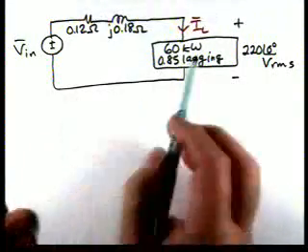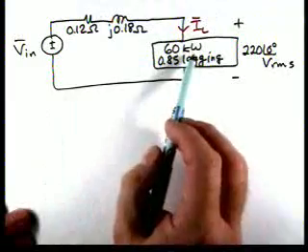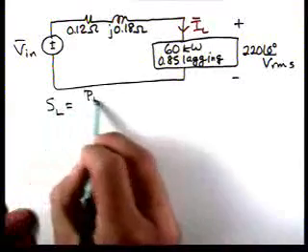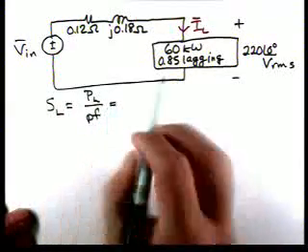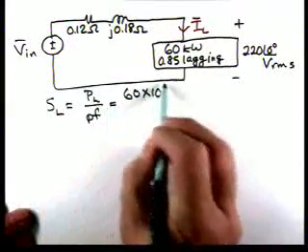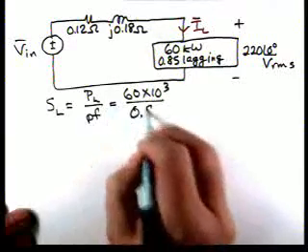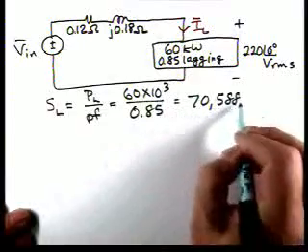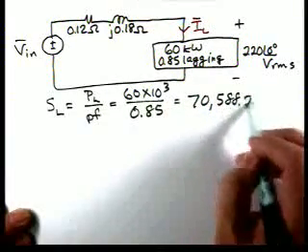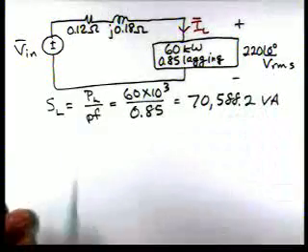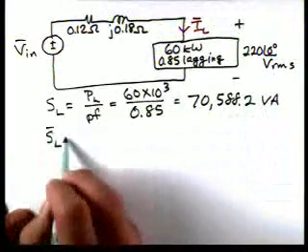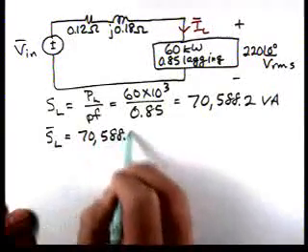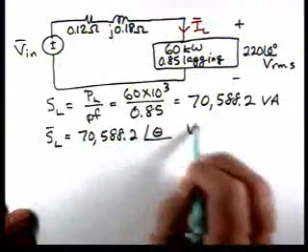let's look at calculating the apparent power for the load. And if you'll remember, the apparent power is going to be the real power divided by the power factor. So we have 60 times 10 to the 3 divided by 0.85, which gives us 70,588.2 volt-amperes. So the load complex power is 70,588.2 at an angle of theta.